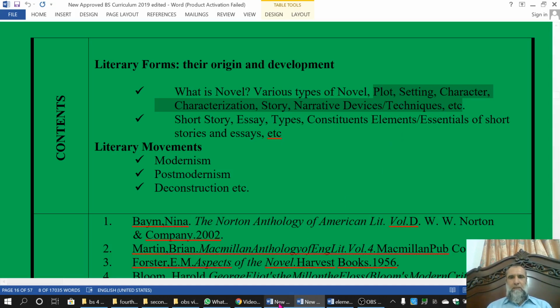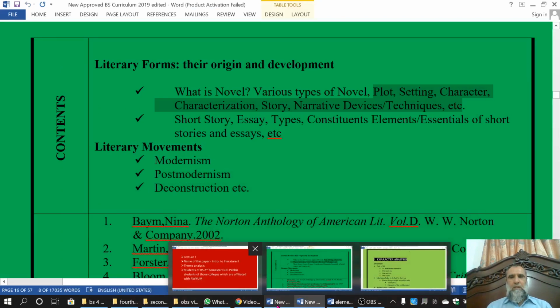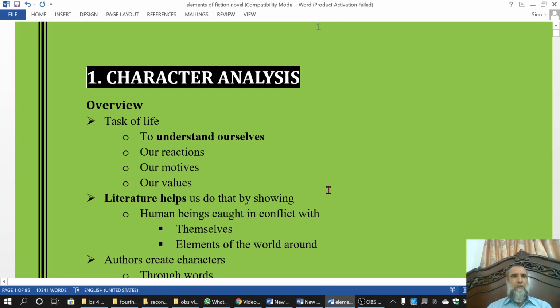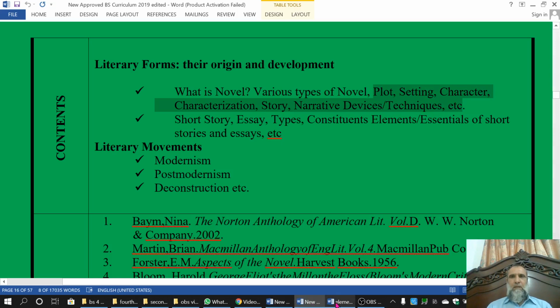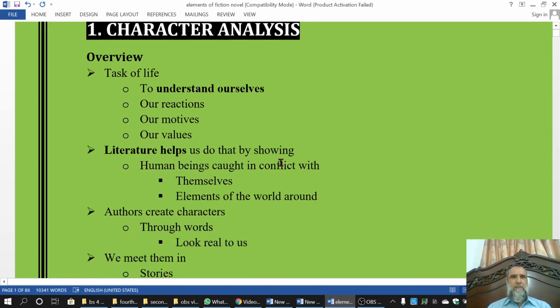And this lecture, I said it is lecture number 1, but actually it is lecture number 2 because we have already done lecture number 1 in the classroom at the college. Our lecture number 1 was character analysis, and today's lecture, which actually is lecture number 2, is theme analysis. So in the elements of fiction, the first element which we have already discussed is character analysis.